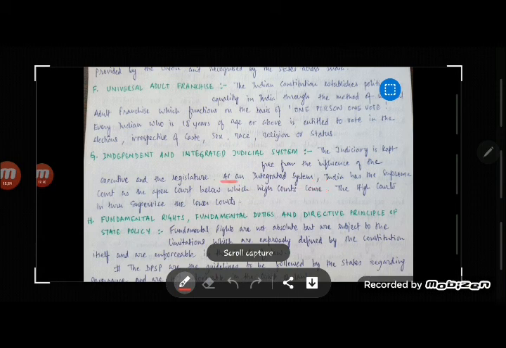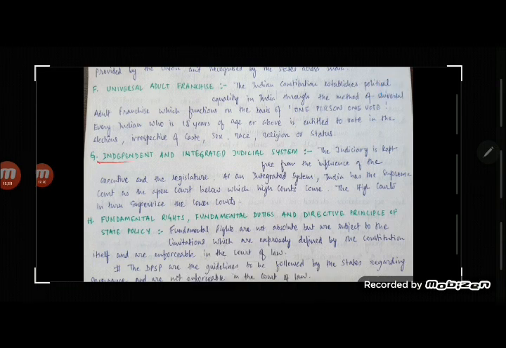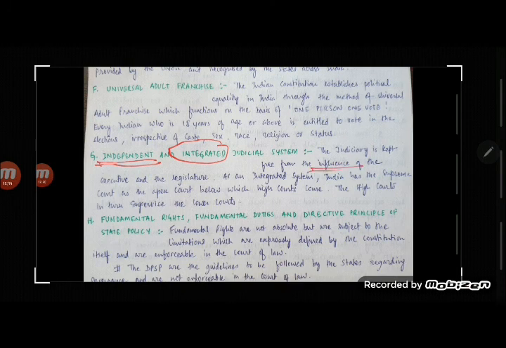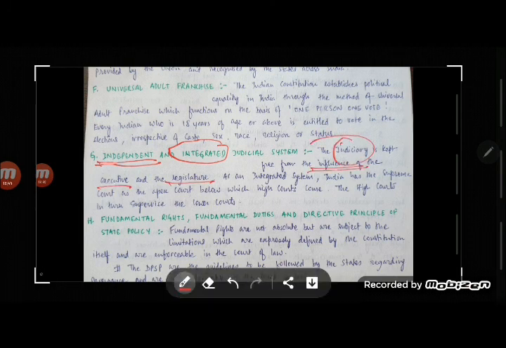Now we have the independent and integrated judicial system. Our judicial system is independent and is also said to be an integrated judicial system. The judiciary is kept free from the influence of the executive and the legislature. So there is no influence of the executive and legislature on the judiciary. We cannot influence the judiciary by applying executive and legislative powers.